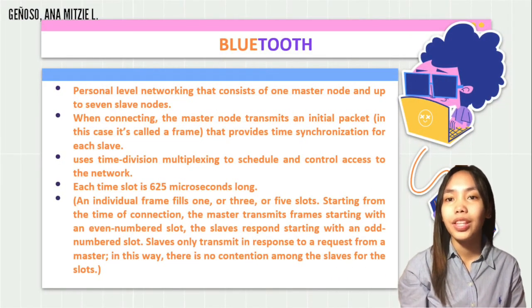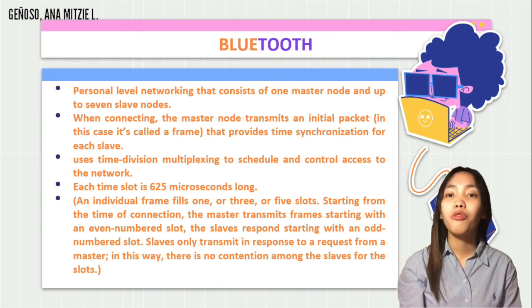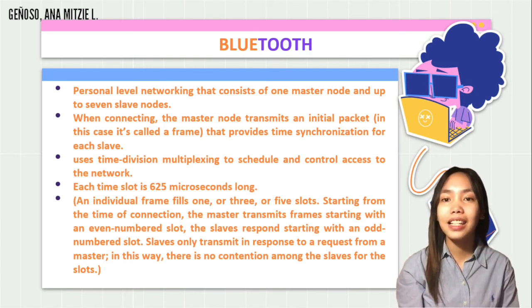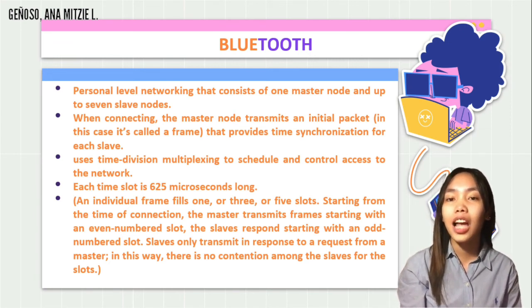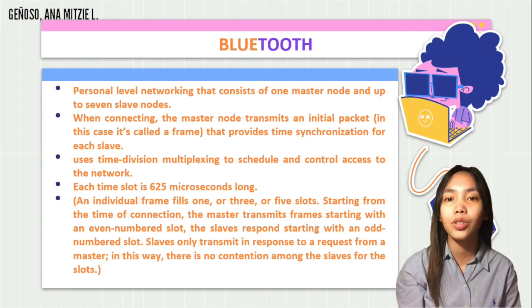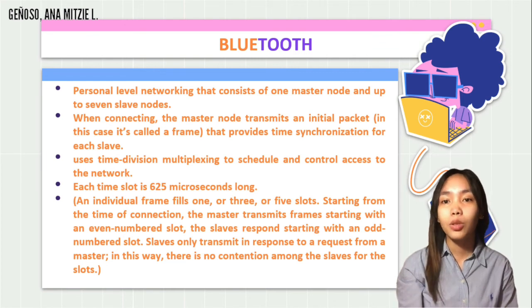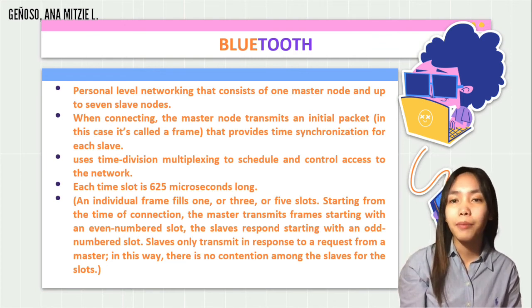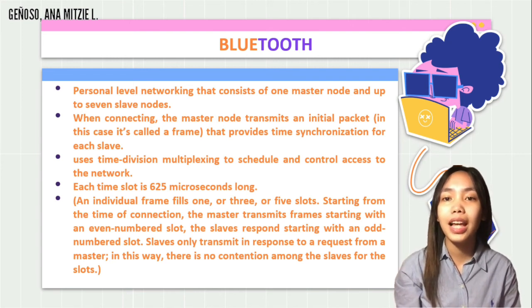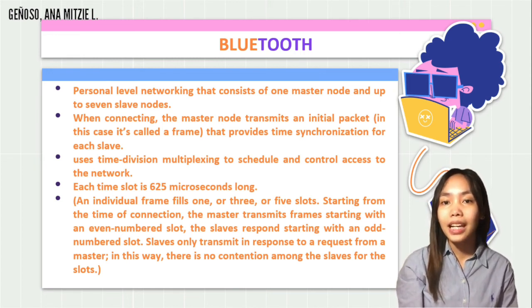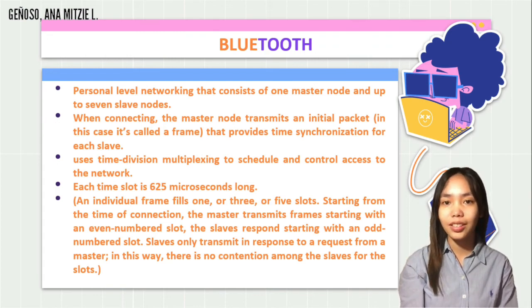Lastly, we have Bluetooth. It is a personal level networking that consists of one master node and up to 7 slave nodes. When connecting, the master node transmits an initial packet, in this case called a frame, which provides time synchronization for each slave. It uses time division multiplexing to schedule and control access to the network. Each time slot is 625 microseconds long, and an individual frame fills 1 or 3 or 5 slots starting from the time of connection. The master transmits frames starting with an even numbered slot. The slaves respond starting with an odd numbered slot, and slaves only transmit in response to a request from a master. In this way, there is no contention among the slaves for the slots.